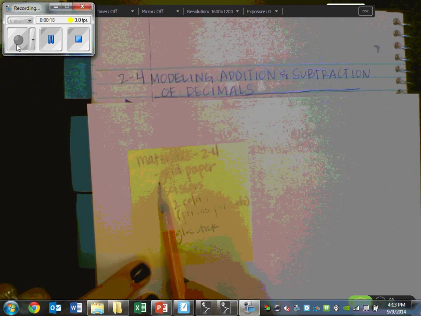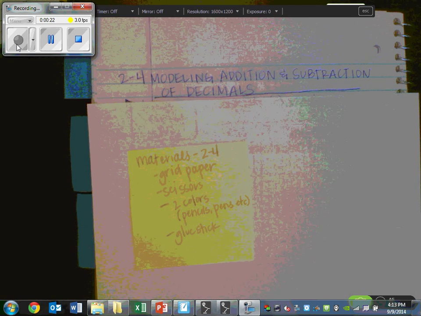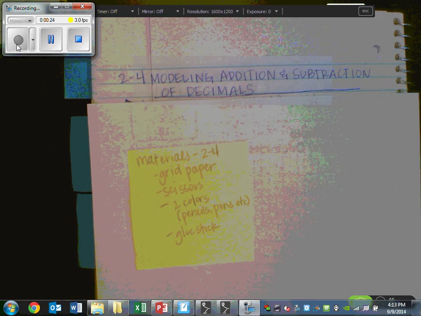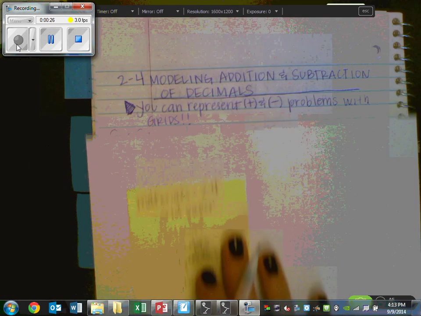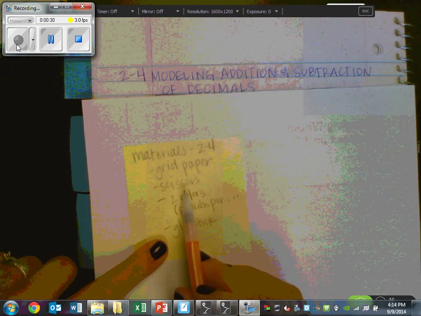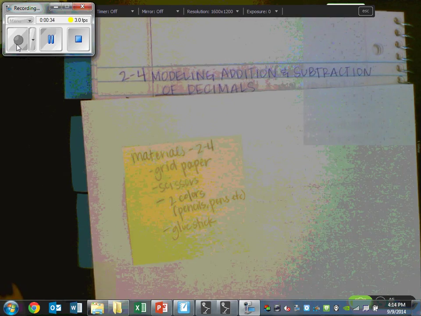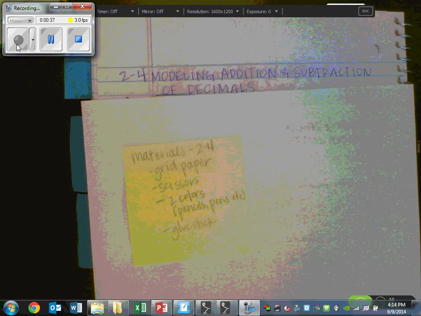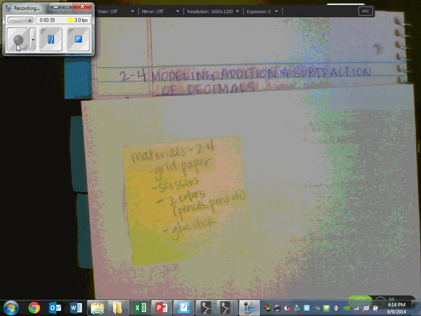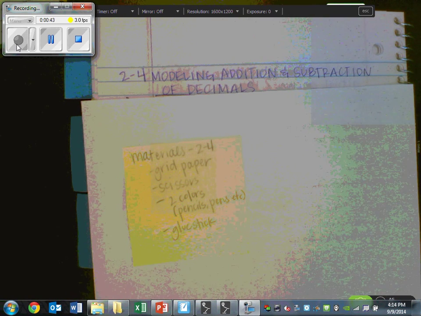The grid paper from Mrs. Minton, which was a worksheet she gave you that has all of those little hundreds grids like that. You're going to need scissors. You're going to need two colors, whether it's colored pencils or colored pens. I'm just using highlighters because that's what I have. And then you're going to need a glue stick. So if you want to, you can pause it, get all those things together, and then come back and start your notes.